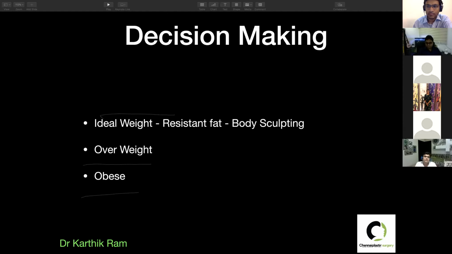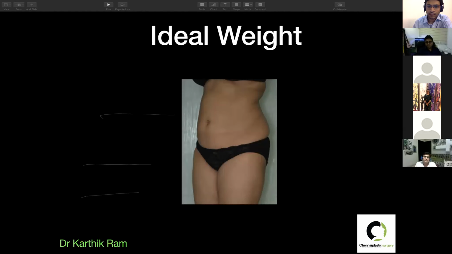I'll show you a few examples now. So this is an almost ideal weight patient. She's an actress and she wants to have good curves, the two packs, and a prominent iliac crest. When you're operating on actresses or models or anyone in show business, their expectations are extremely high. I'm not saying that in the initial days you should not take them, but make sure that you give them a clear picture of what you can provide, because in the initial days their expectations are very high.